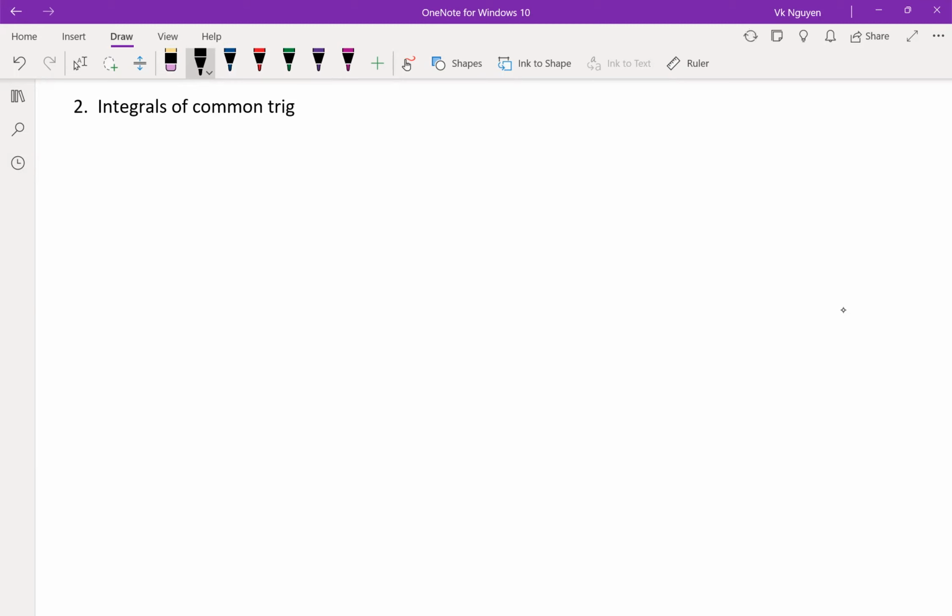Two integrals of common tricks that you will likely see in later sections. First, let's take a look at the integral of sine x, sine squared x, and sine to the power 3 of x. Integral sine x dx is negative cosine x plus c.